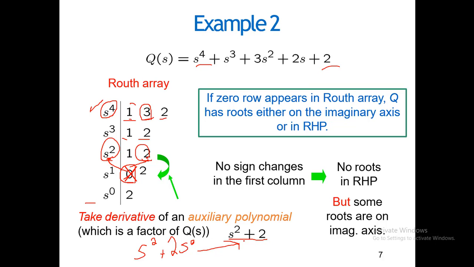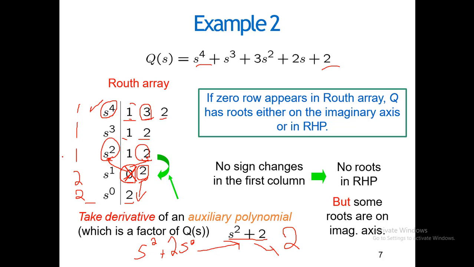Now if you take the derivative of this thing, you get the value of 2. If you take the derivative, you get this 2 over here. So you can replace the 0 by this 2, and you will start moving forward. At the last step you get this 2 over here. So you see that the Routh array turns out to be 1 1 1 and then 2 2.